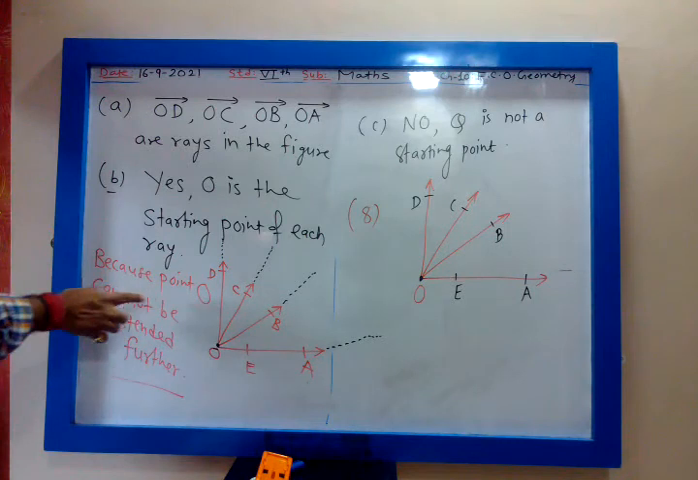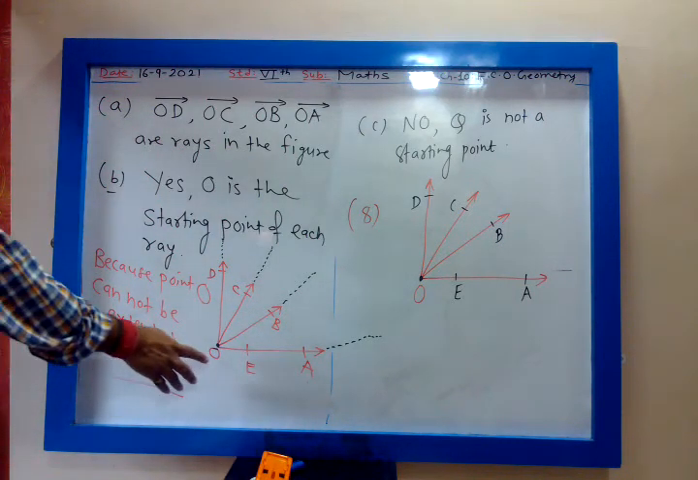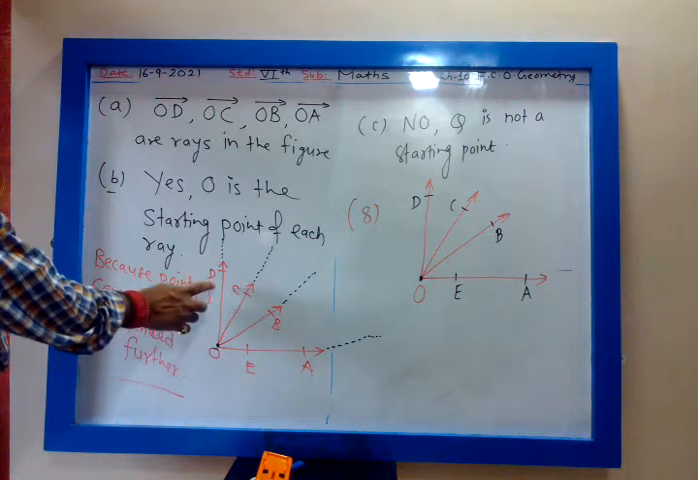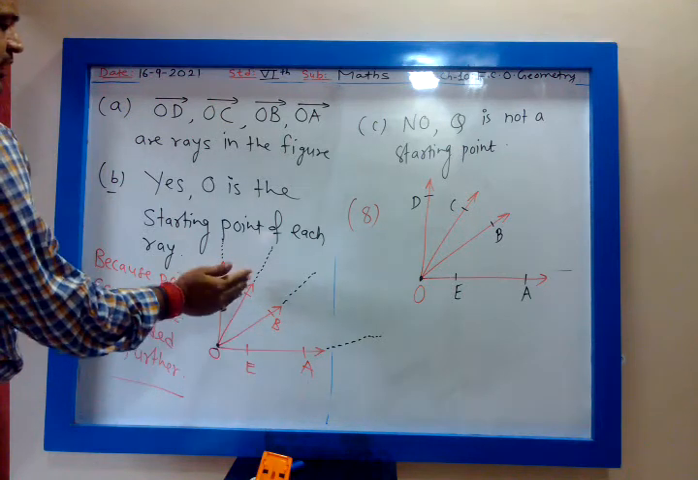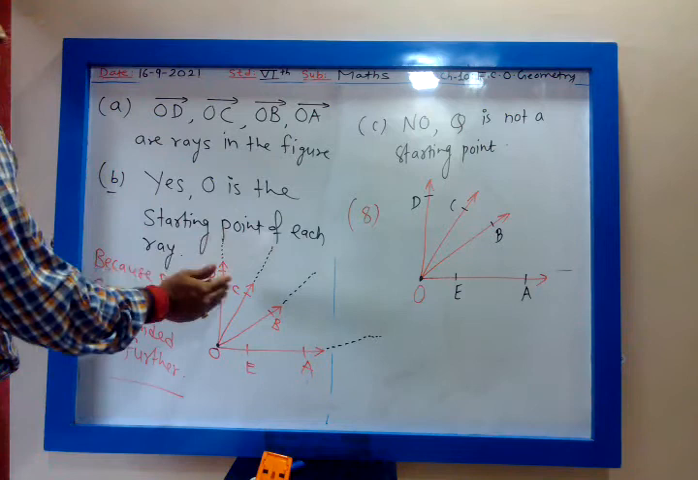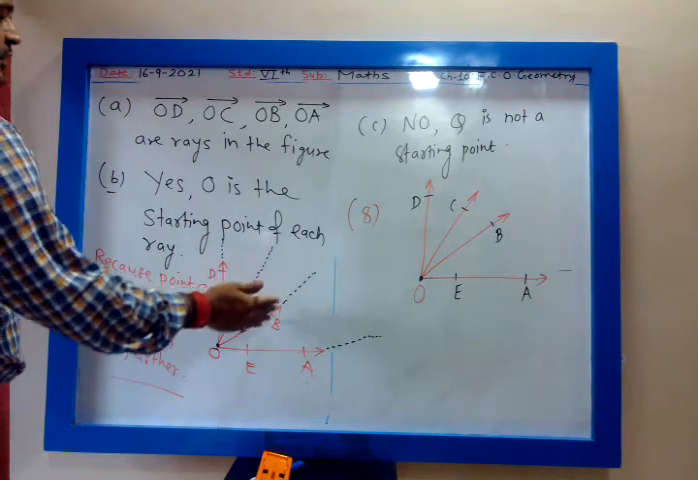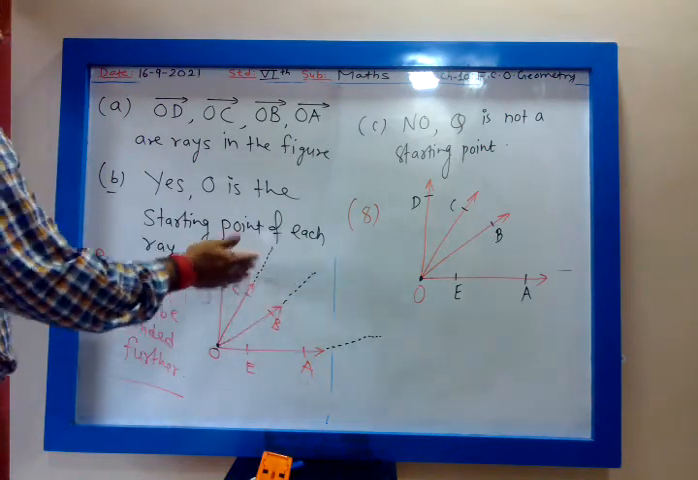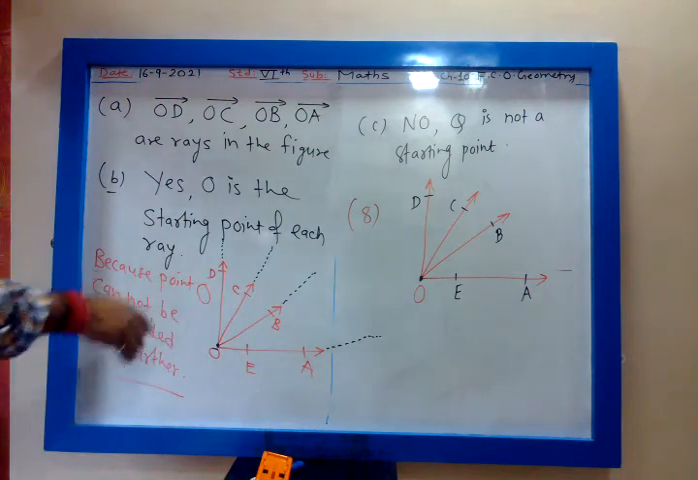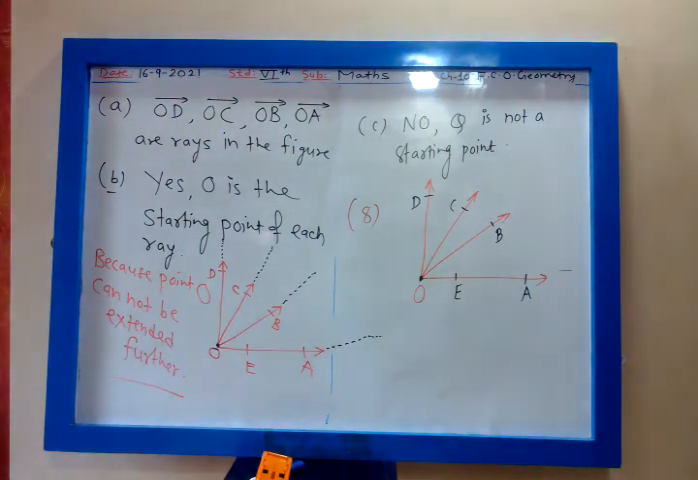Because point O cannot be extended further, whereas from the D, C, B, A side you can extend the ray. But on the O side you cannot extend the ray because there is no arrow at O. So because point O cannot be extended further, O is the starting point.